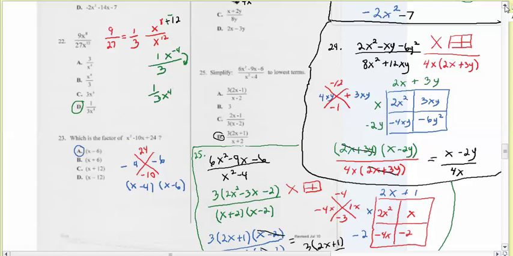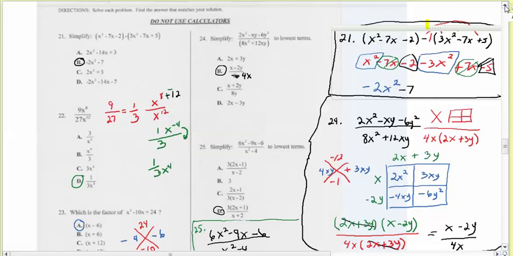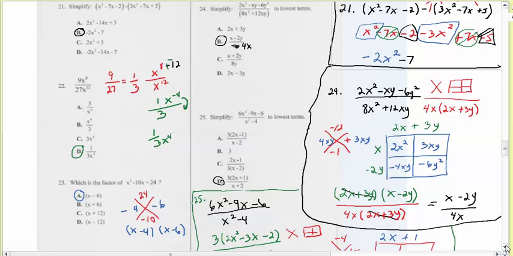Okay, going back up to 24. On 24, the work is here. I'm going to move down a little bit. Okay, at the top one, we're going to factor the top, and I'm going to use the x in the box. So that's what I did.